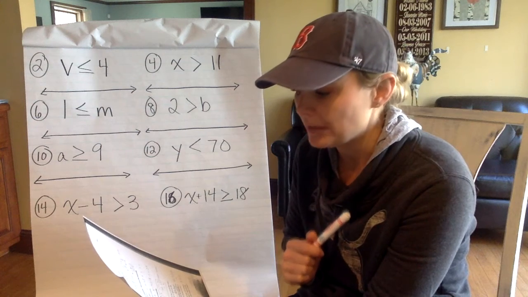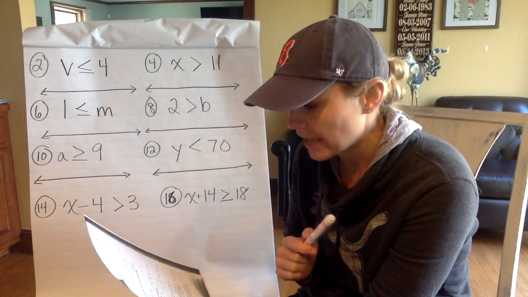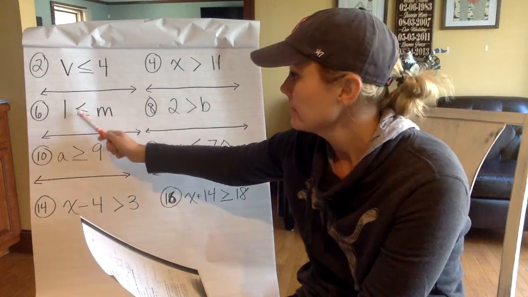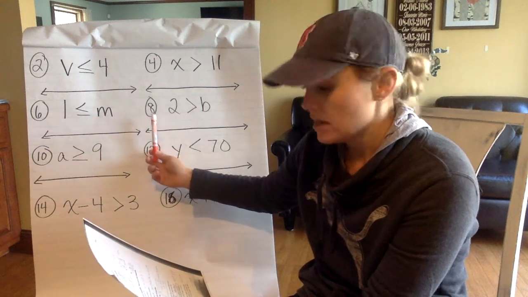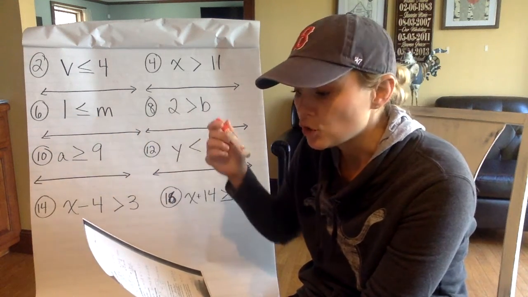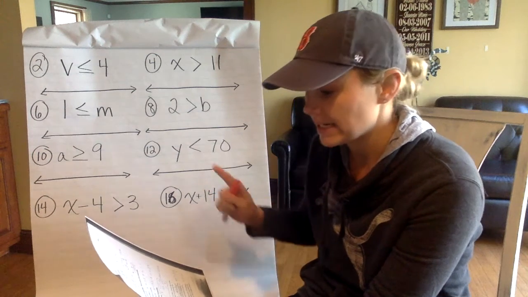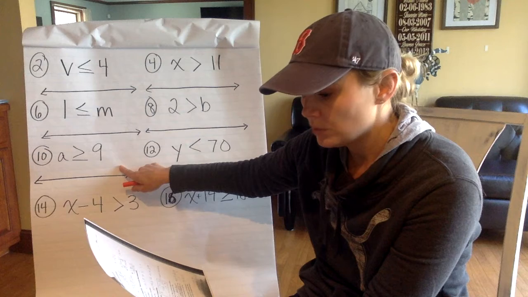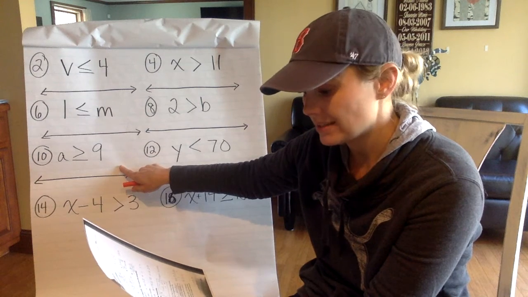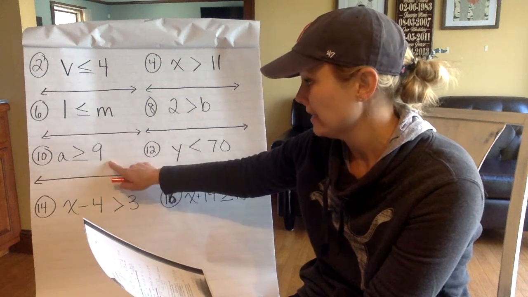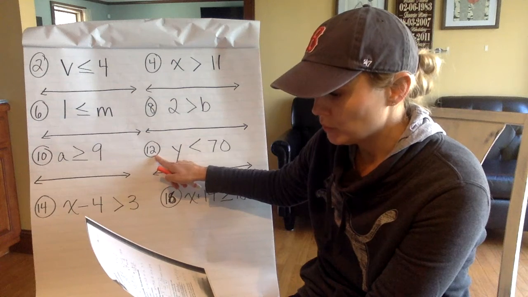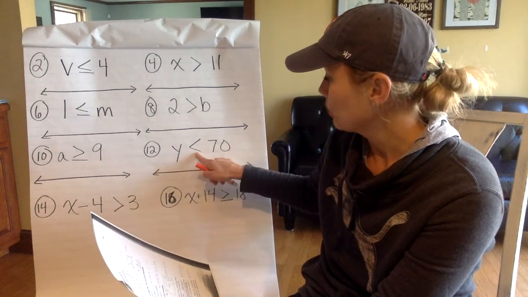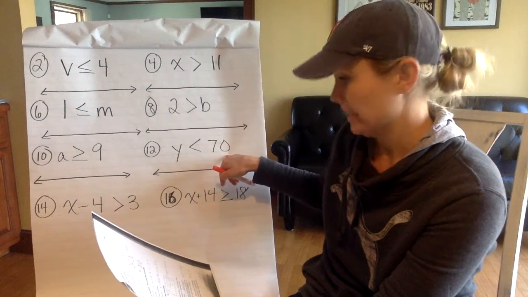In number 6, you would be adding 1/5 to both sides. What you end up with is 1 or 5/5 is less than or equal to m. In number 8, you would be subtracting 2.4 from both sides to get an answer of 2 is greater than b. In 10, you would be subtracting 16 from both sides to get a is greater than or equal to 9. In 12, you would be adding 19 to both sides to get y is less than 70.